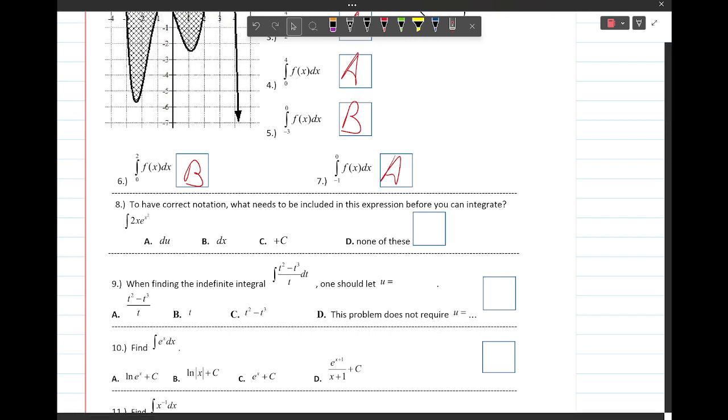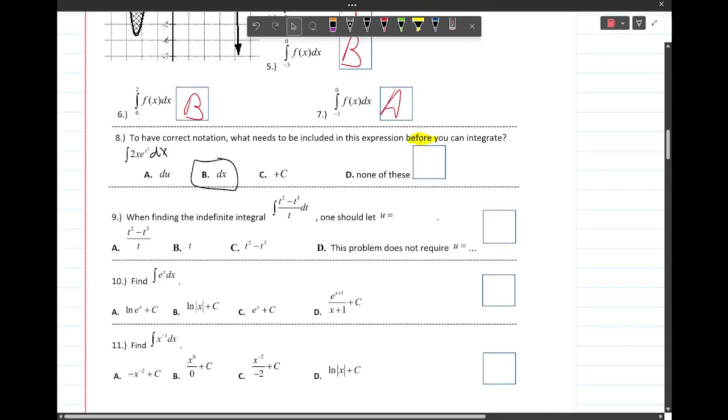Excellent trick question. Plus dx, or add dx to the end. Because I know a lot of you are going to think, oh, what do we always have to include, plus c? You will erroneously select plus c because you think that should always go with indefinite integrals. But in this case, they specified before you can integrate, not after. Okay, sweet.